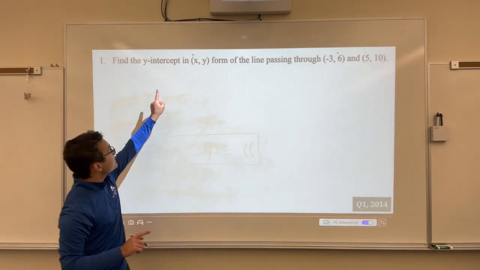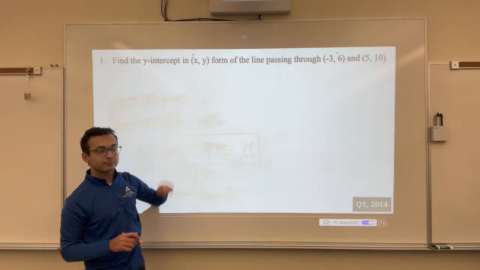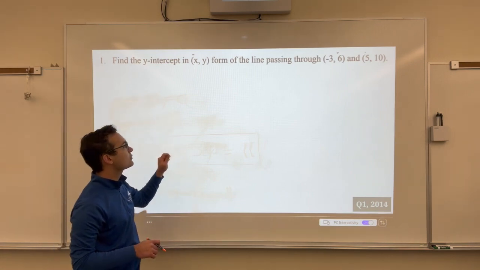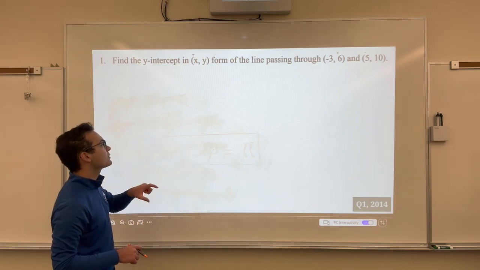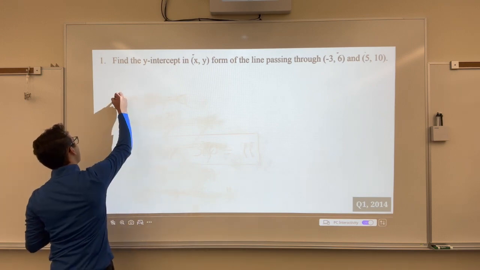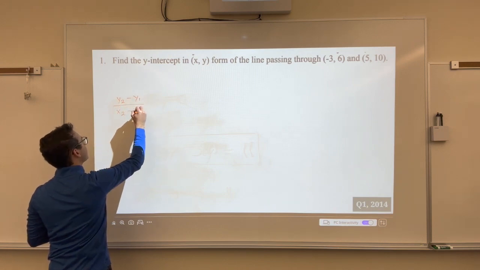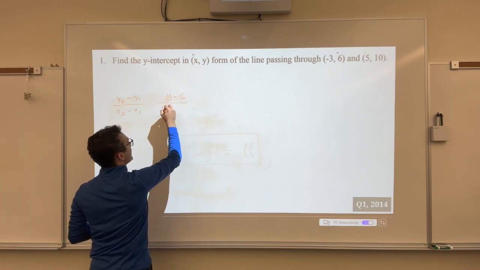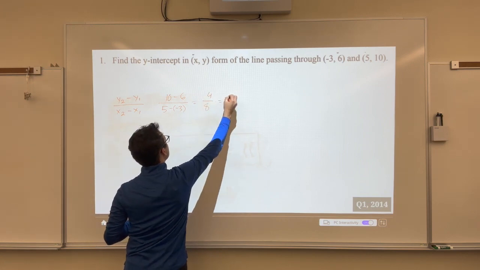But in this problem, it explicitly tells you to report it in x, y form, so that's what we're going to do. So it tells us, find the y-intercept in x, y form of the line passing through negative 3, 6 and 5, 10. So what I'm going to do first is find the slope between those 2 points. So slope is just defined as y2 minus y1 over x2 minus x1. So that would end up being 10 minus 6 over 5 minus negative 3, which is equal to 4 over 8, which is equal to 1/2.